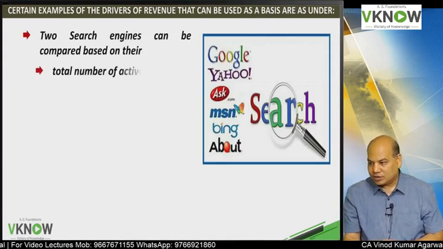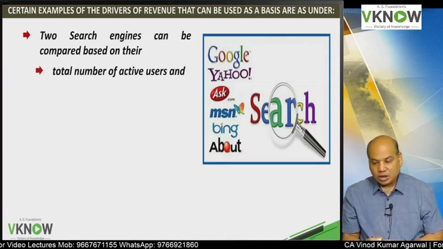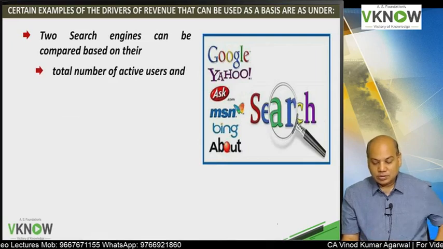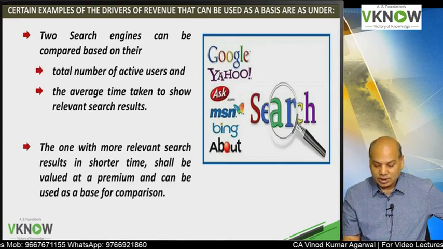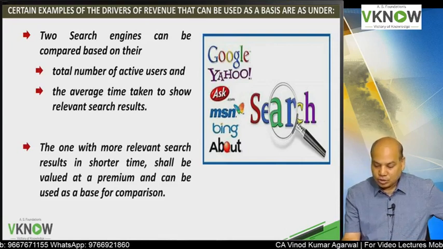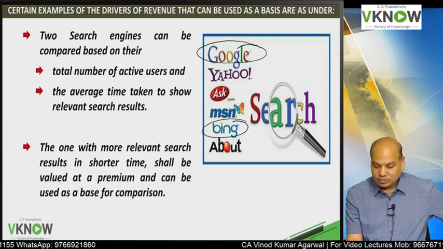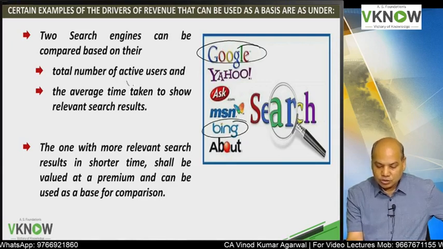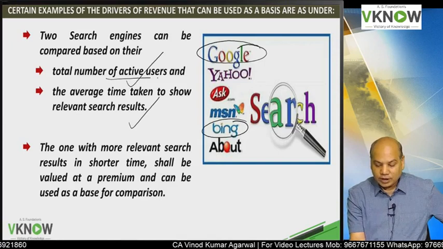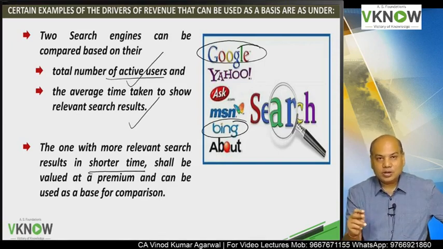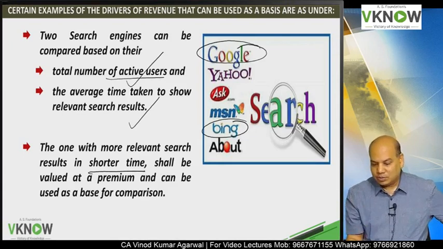So two examples we'll discuss. One is about search engines. How to value search engines? That will depend on the number of users, time taken, etc. If I have to compare two search engines, let us say Google and Bing, then we will see who has more active users and where the time required to search is lower. The more the number of active users, the more the valuation. The shorter the time taken for search, the more the valuation.